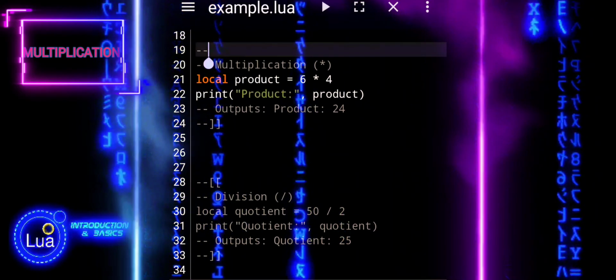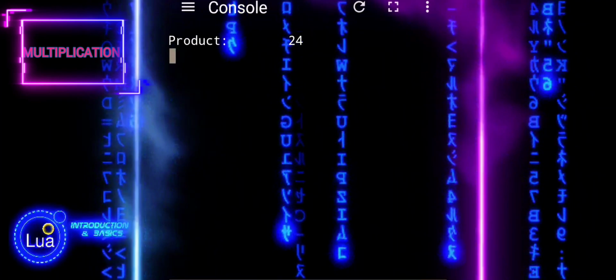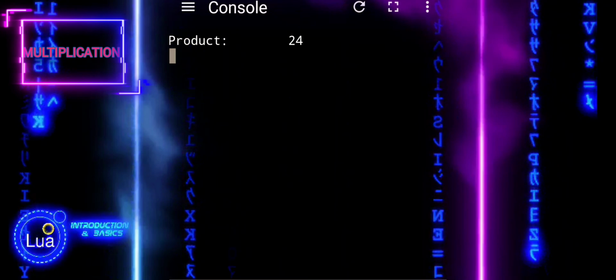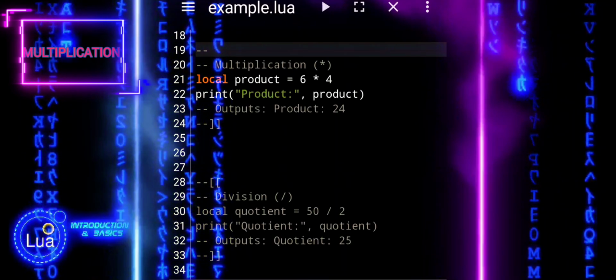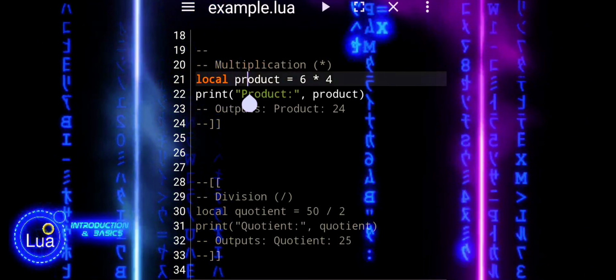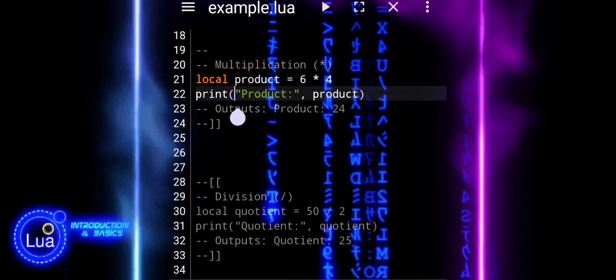Multiplication, represented by asterisk, is the catalyst for growth. This essential arithmetic operator allows us to efficiently scale numeric values, unlocking the potential for repeated addition.